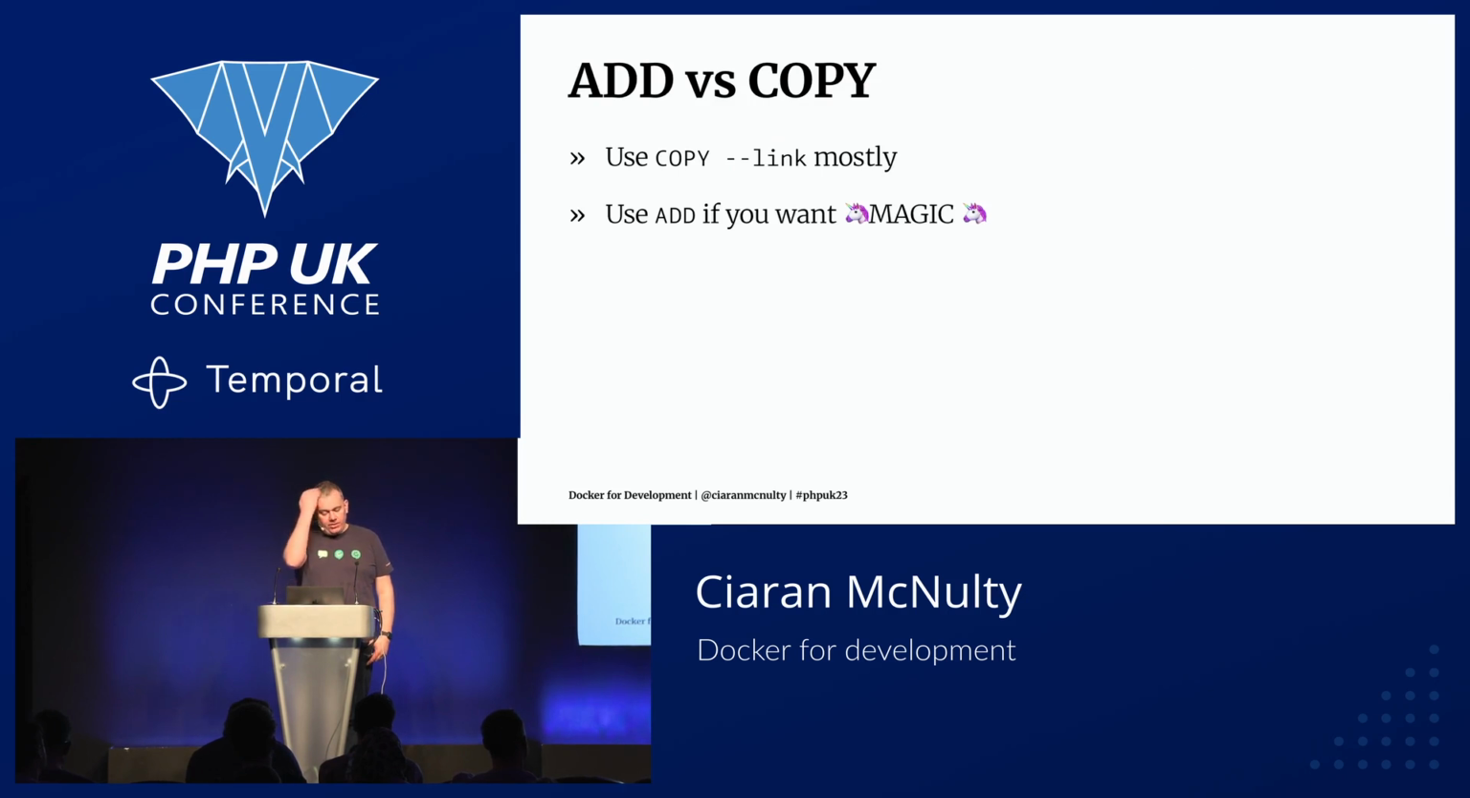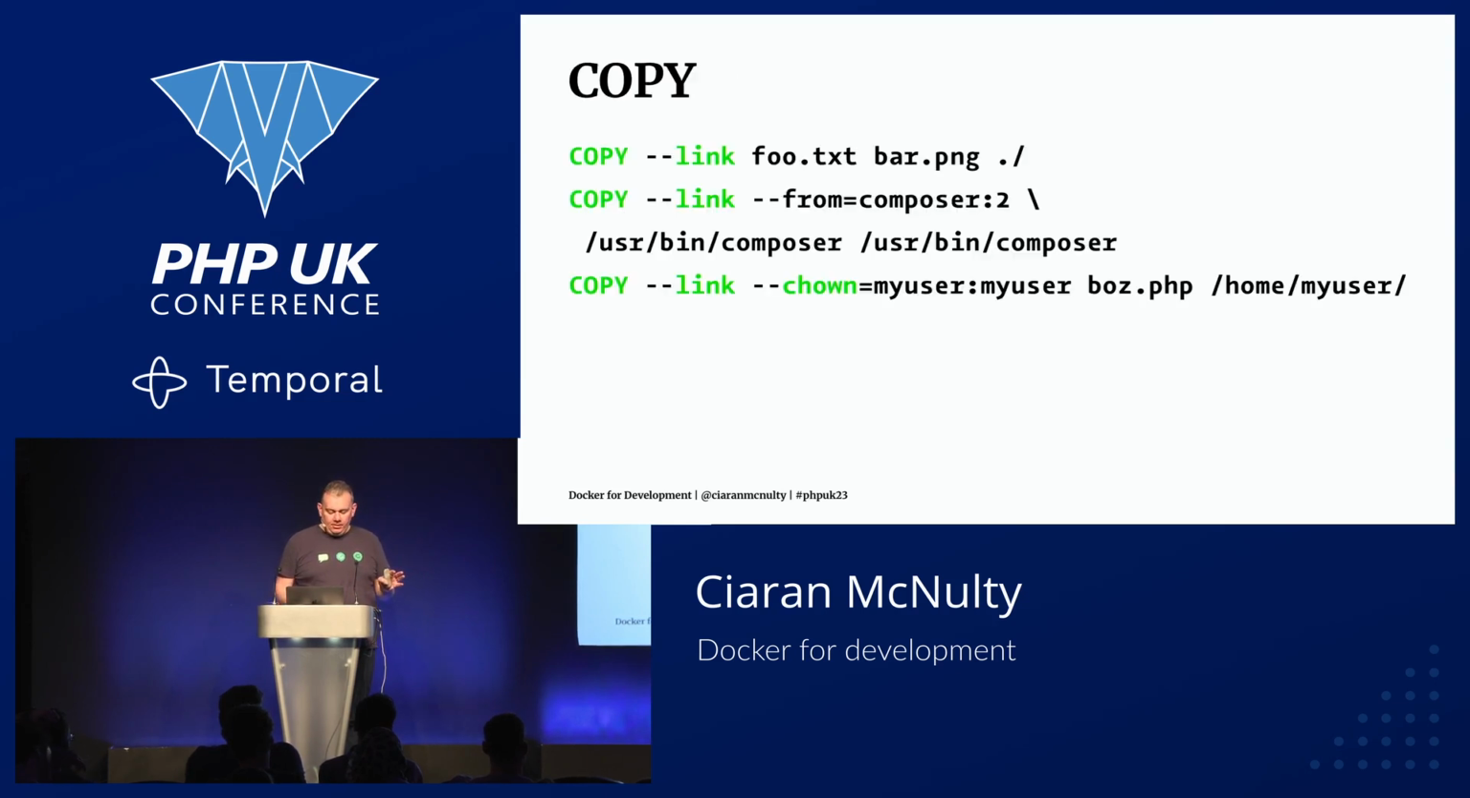So the ADD and COPY instructions both take files and put them in the image. Remember, an image is essentially a file system with a bit of metadata about how to run it. So the thing we're mostly interested in is, how do I get files into here? There's two options. ADD came first, COPY came later. You mostly want to use COPY. ADD has magic, and that's why they added COPY, to be less magic. The link flag, just put it in there. It makes it more efficient.